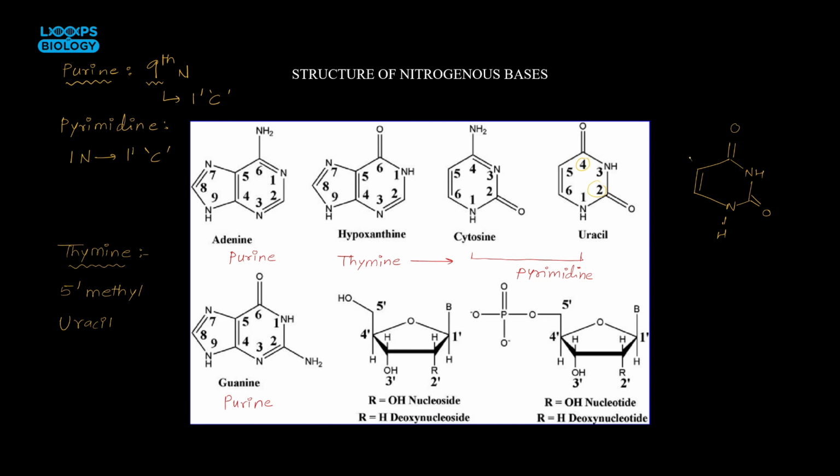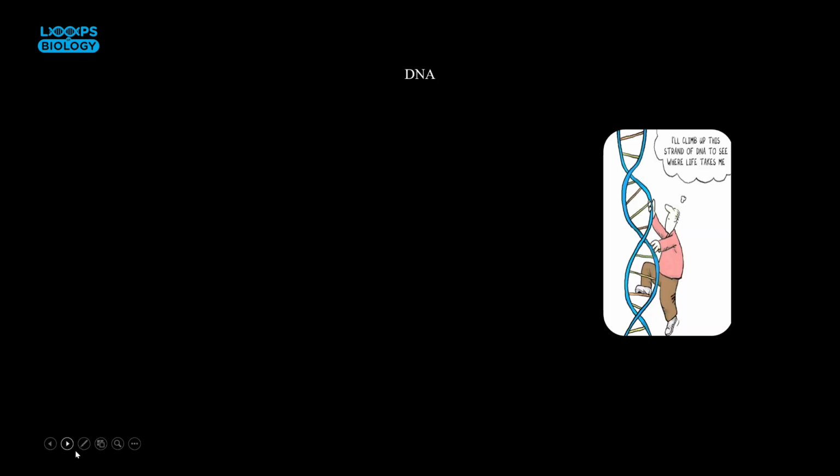There is a double bond, and on the fifth side, there is a presence of one methyl group. This is the structure of my thymine nitrogenous base that belongs to a category of pyrimidine. Right. So moving to the main part of this video, that is nothing but your case of DNA.